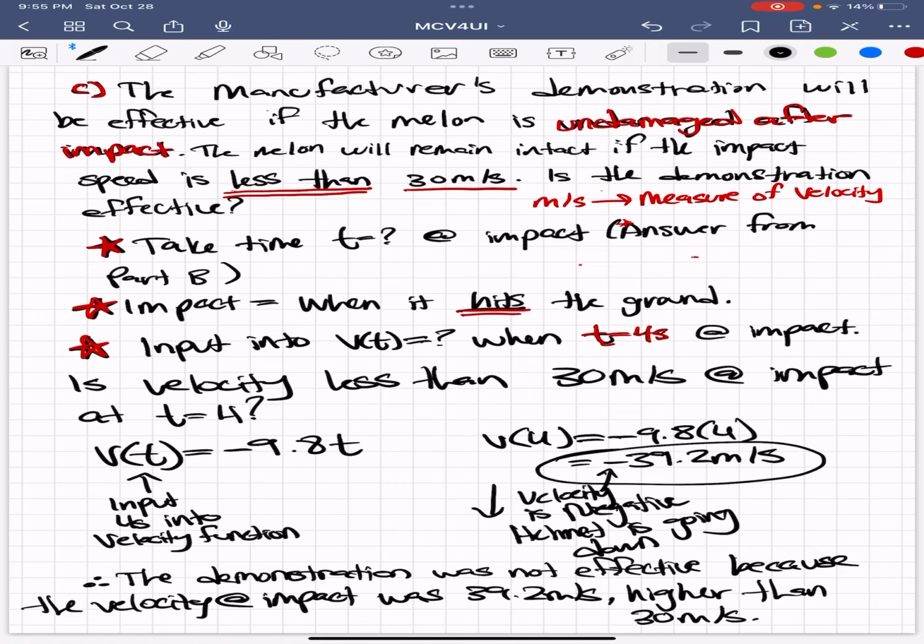So don't be confused. The reason why it is negative 39.2 meters per second is because it is going down. So let's say if it was negative 29 meters per second, then the demonstration would be effective. So if you need clarification on that, please comment or let me know.